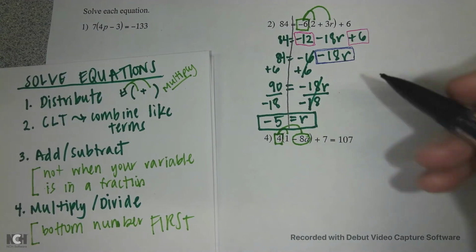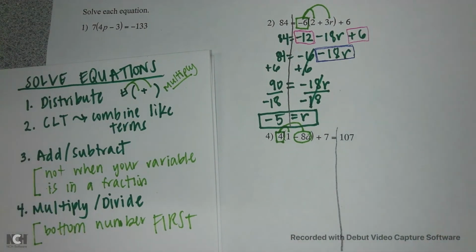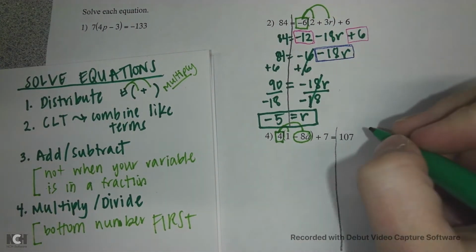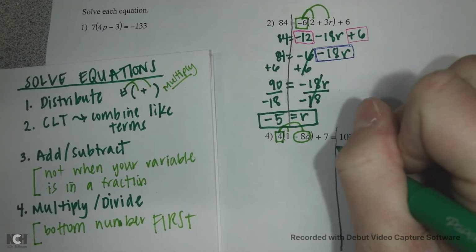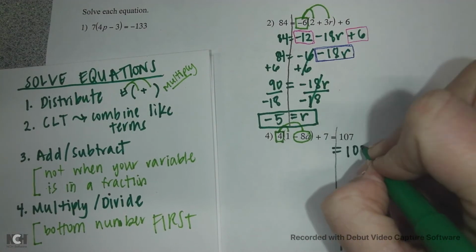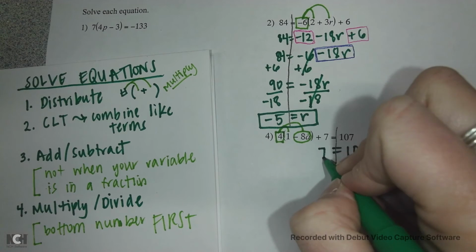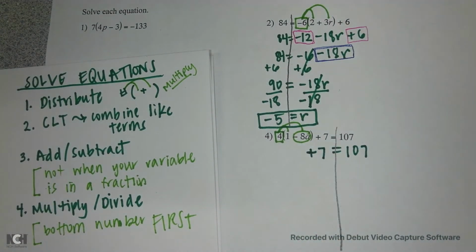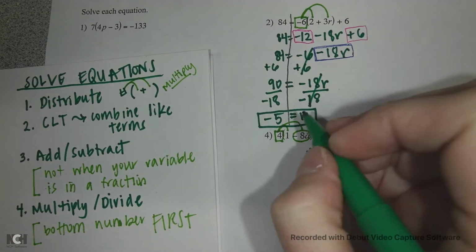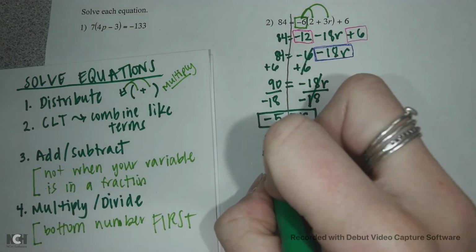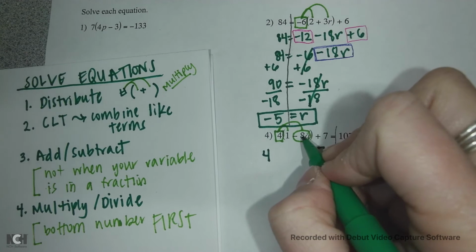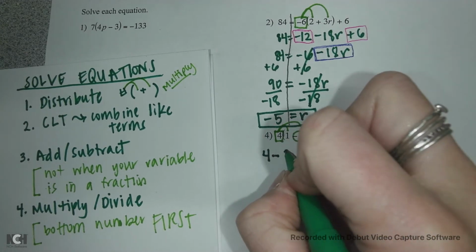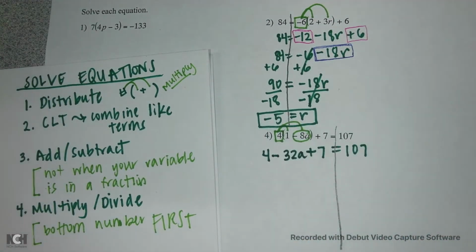Oh no! I'm so sorry. Let's get my wall here. I got so excited to multiply and distribute. I'm not going to use the 107, so we're going to bring that down. And I'm not going to use my 7, that's positive, because there's that positive sign in front, so I'm going to bring that guy down too. Okay, now I can multiply. 4 times 1 is 4, and 4 times negative 8a is negative 32a.